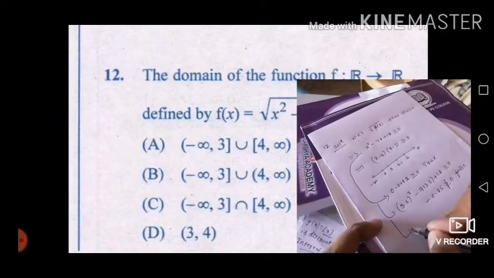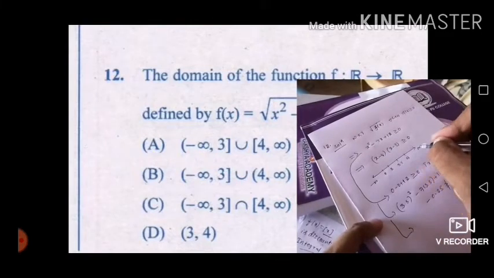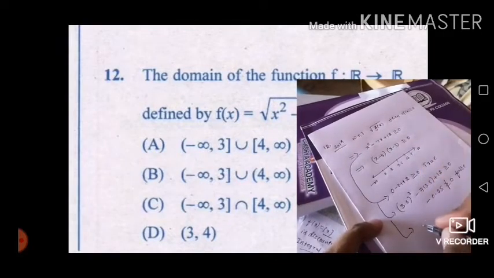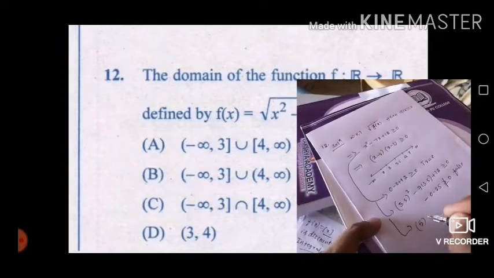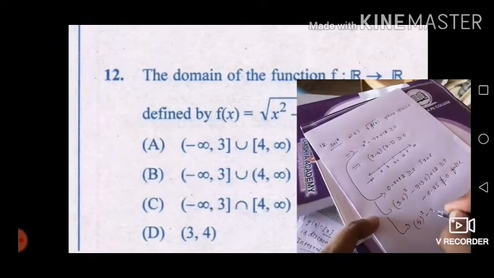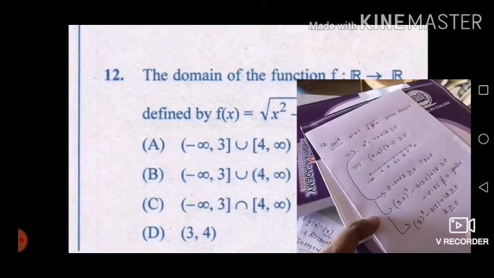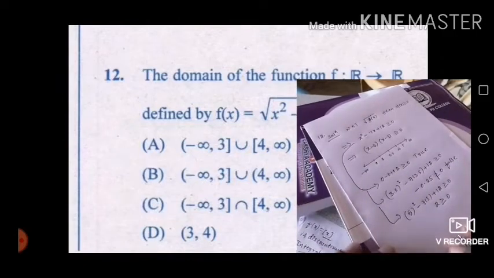Lastly, we check for the last number. Take a value in between 4 and infinity. I am going to take 5. 5 is the best value. When I substitute this, 5 square minus 7 into 5 plus 12. By solving this, I am getting 2, which is greater than 0. It is very clear. The required interval is minus infinity comma 3.